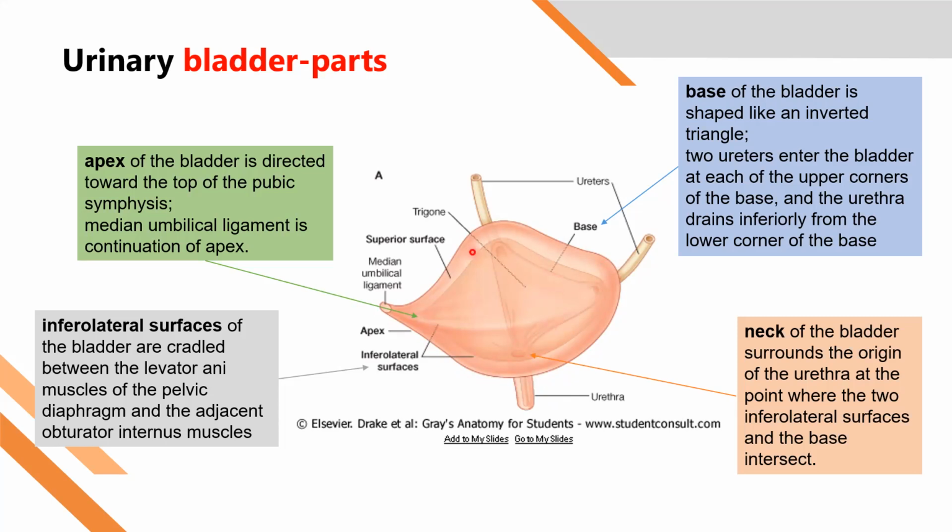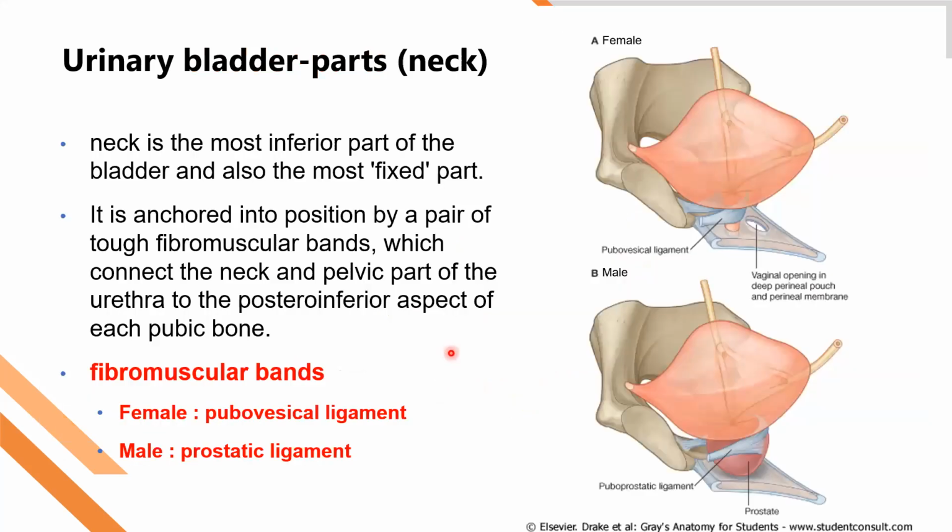The 2 ureters enter the bladder at each of the upper corners of the base. And the urethra drains inferiorly from the lower corner of the base. The neck of the bladder surrounds the origin of the urethra at the point where the 2 inferior lateral surfaces and the base intersect. The inferior lateral surfaces of the bladder cradle between the levator ani muscles, or the pelvic diaphragm, and the adjacent obturator muscles. These muscles are all the muscles of the pelvic region, of the pelvic floor.